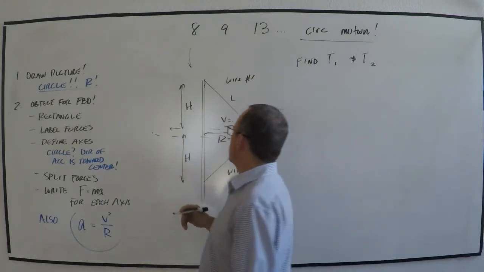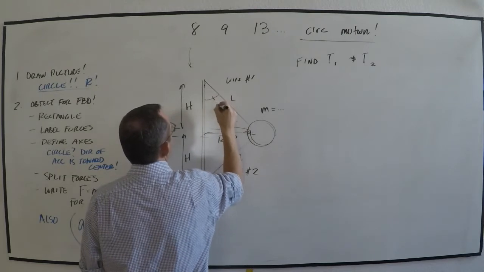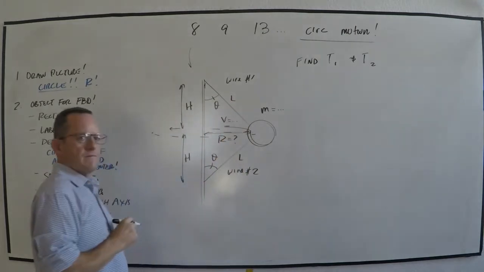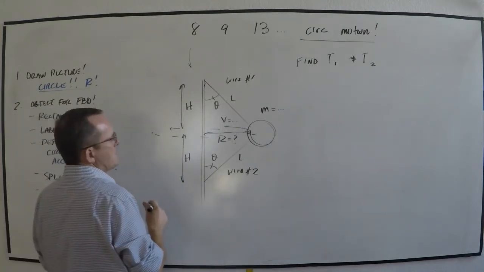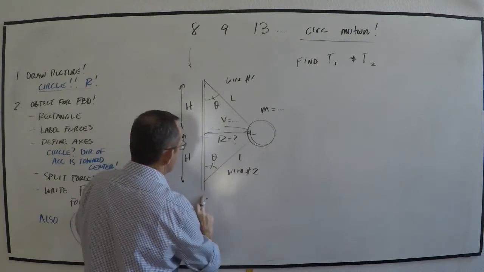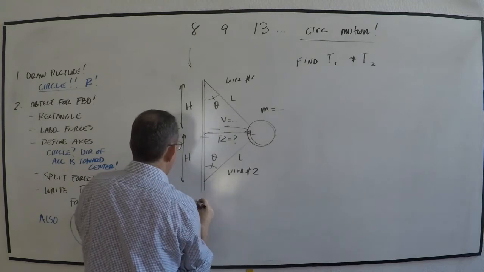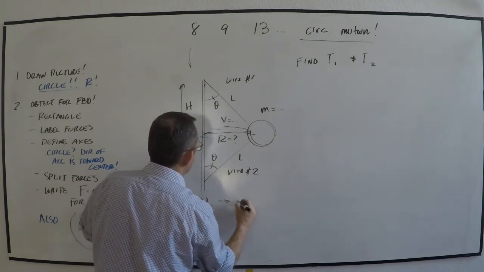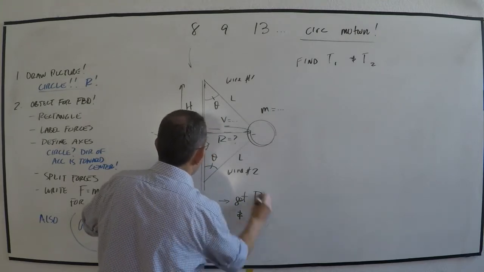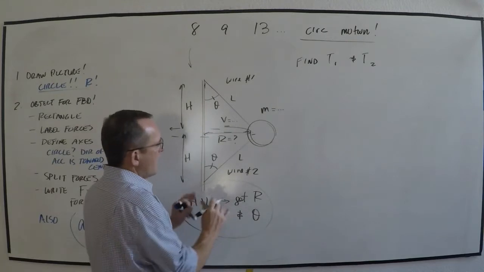I'm going to go ahead and do this. I'll call this angle theta, and this is also angle theta, right there. What I would recommend you do, because you have H and you have L, go ahead and use H and L. Notice there's a triangle right here. Use H and L. Go ahead and get r, and go ahead and get angle theta. You're going to need both of those anyway. So you've got r and theta.